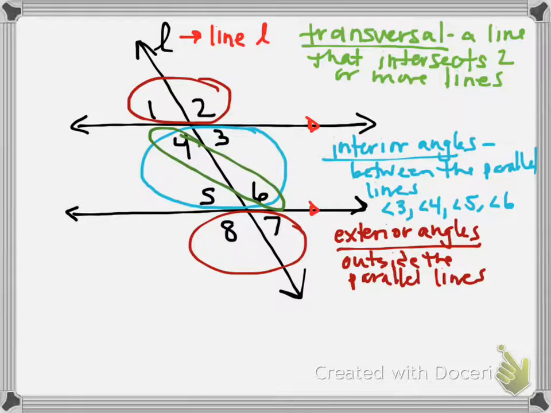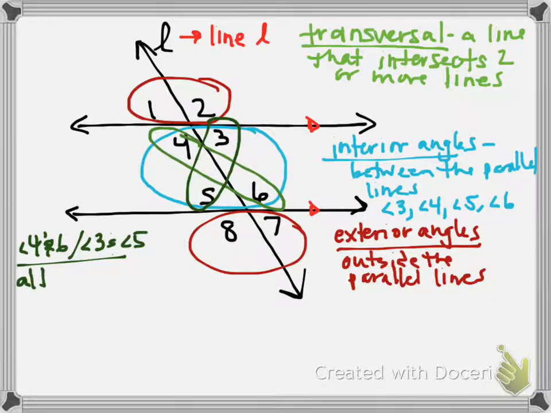4 and 6 are a pair. Three and 5 are a pair. So angle 4 and angle 6, angle 3 and angle 5 are called alternate interior angles. They alternate from one side of the transversal to the other. They're interior because they're between the transversal lines.